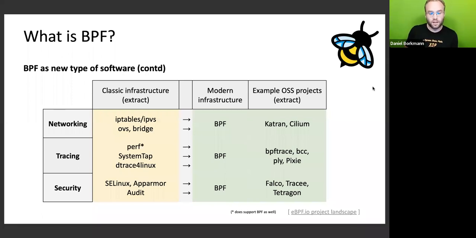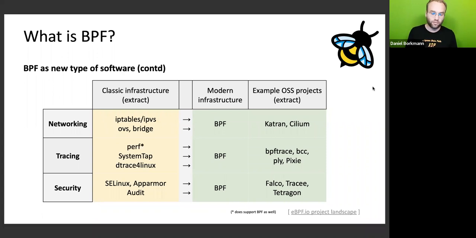So BPF as a new type of software can replace a lot of the classic infrastructure that we know that has been developed 20, 15 years ago. For example, in the case of networking, a lot of use cases center around moving from iptables, IPVS to BPF because you gain more efficiency, more flexibility. Same with tracing. So like the traditional tools that have been used, you can gain much more visibility into the kernel through BPF because of its flexibility. In one area that is also coming up more and more, security. So all this infrastructure is centered around BPF as a common denominator for all of them.